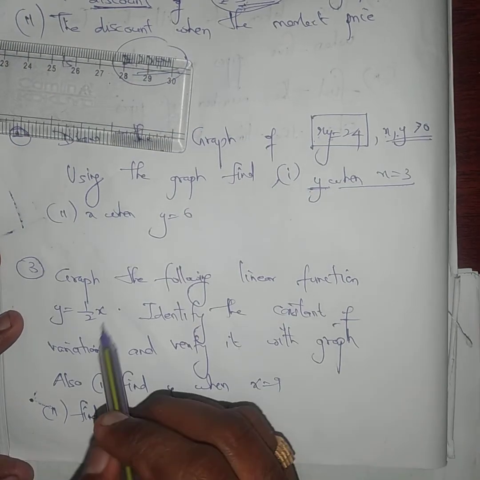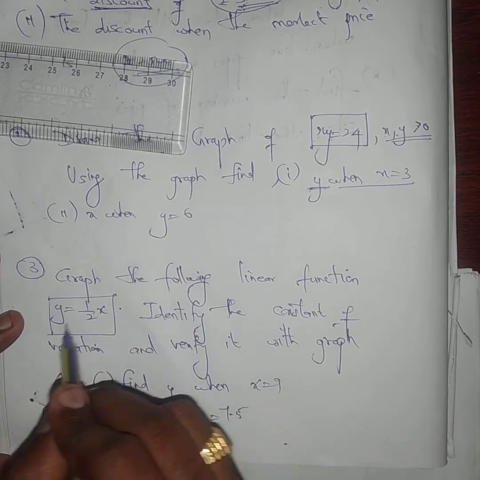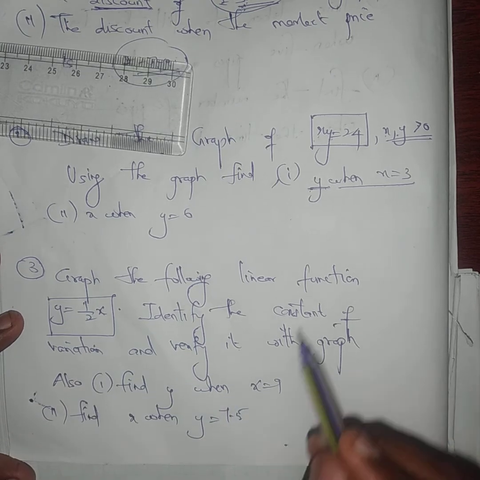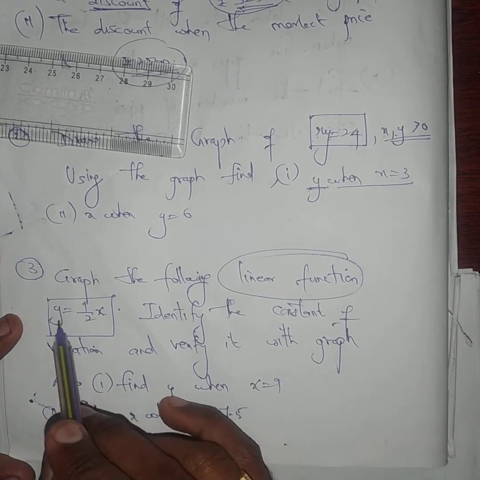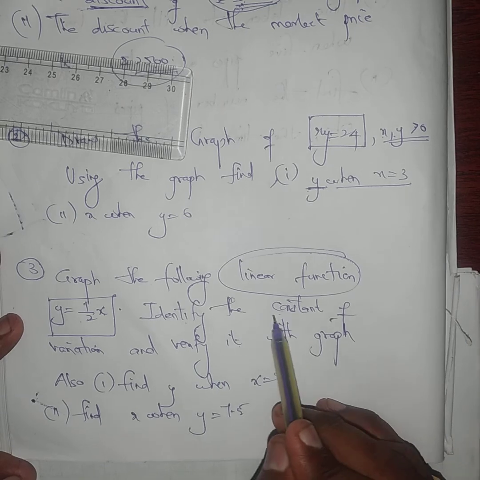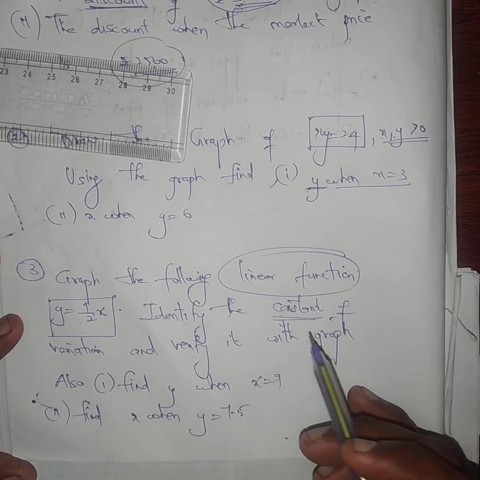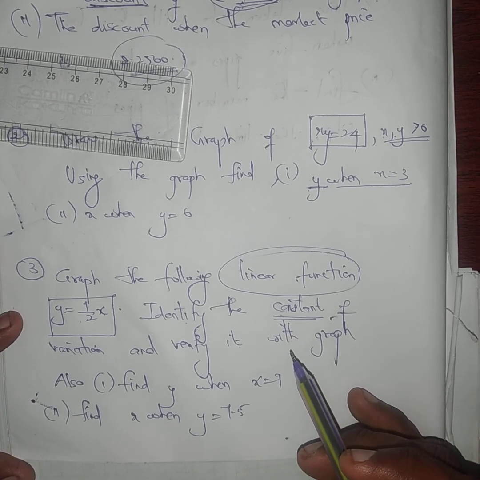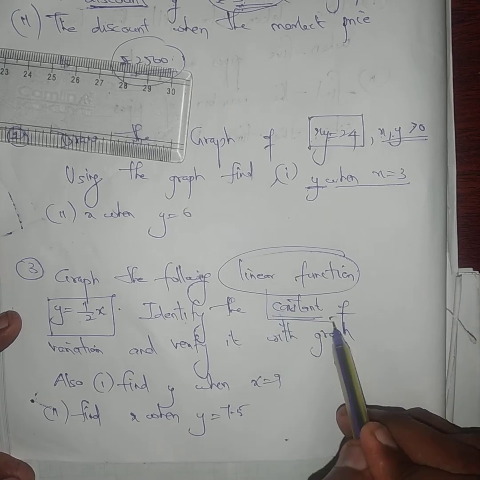Graph the following linear functions. They are given y is equal to 1 by 2 into x, a linear function. Identify the constant. They are asking for k, the constant of variation. It's a proportionality constant. I need to find the constant k.